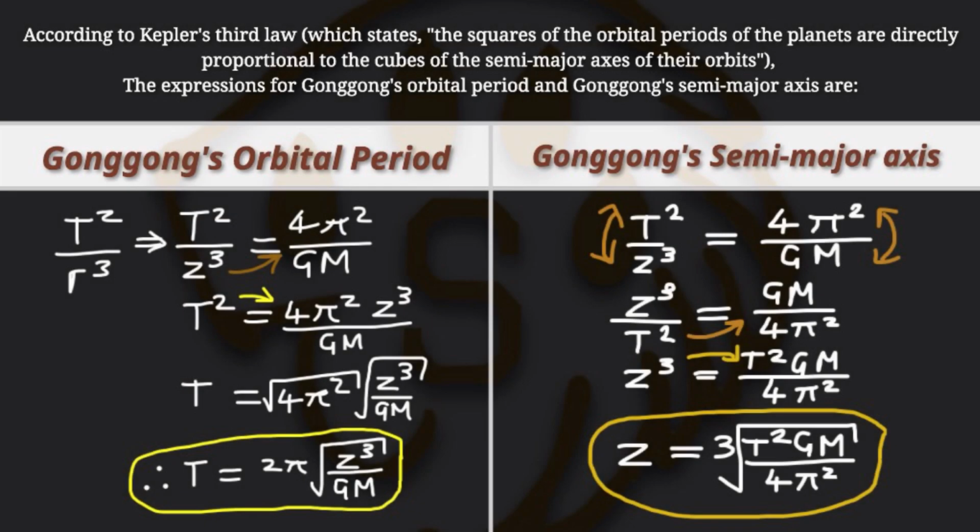Welcome to the Gonggong episode. We're going to be looking at the dwarf planet Gonggong. As always, we're going to start by looking at Kepler's third law, which is going to help us in the calculation of the semi-major axis and the orbital period, respectively, as we're going to see in the next slides. So just go through the derivation of the expressions, and then we'll apply the formulas in the next slide to come.